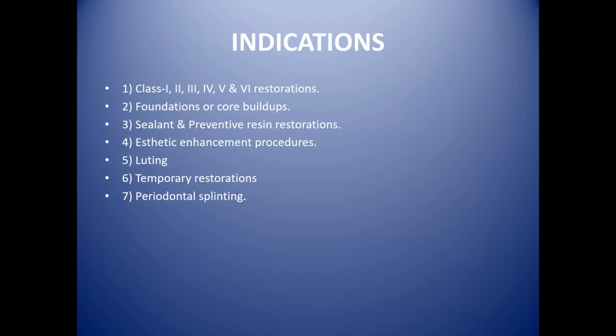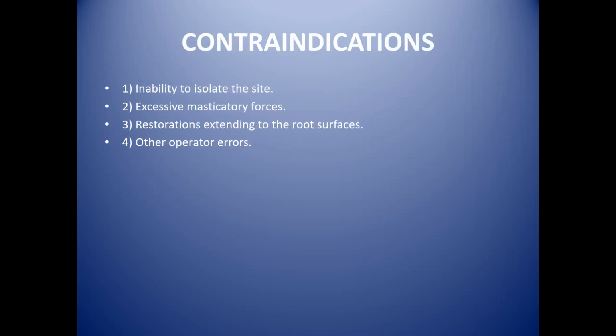Its indications are in class 1, 2, 3, 4, 5, and 6 restorations. It can be used as foundation or for core buildup, sealant and preventive resin restorations, and aesthetic enhancement procedures. It can be used for luting of veneers, crowns, etc. It can be used as a temporary restorative material and in periodontal splinting.